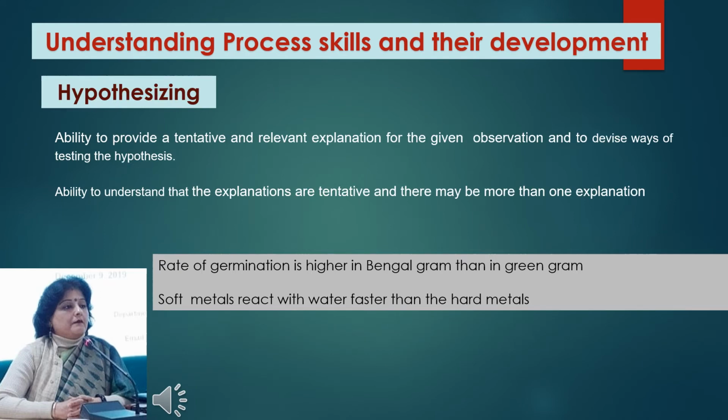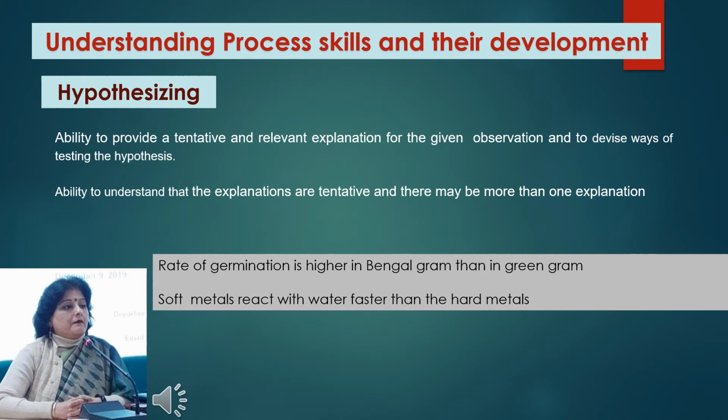Another process skill is hypothesizing. It is the ability to provide a tentative and relevant explanation for the given observation and to devise ways of testing the hypothesis. It is the ability to understand that the explanations are tentative and there can be more than one explanation. So let's take some examples. For example, rate of germination is higher in Bengal gram than in green gram. Now, if this is one of the hypotheses, it should further encourage the learners to devise an experiment to test this particular hypothesis and see whether it's correct or not.